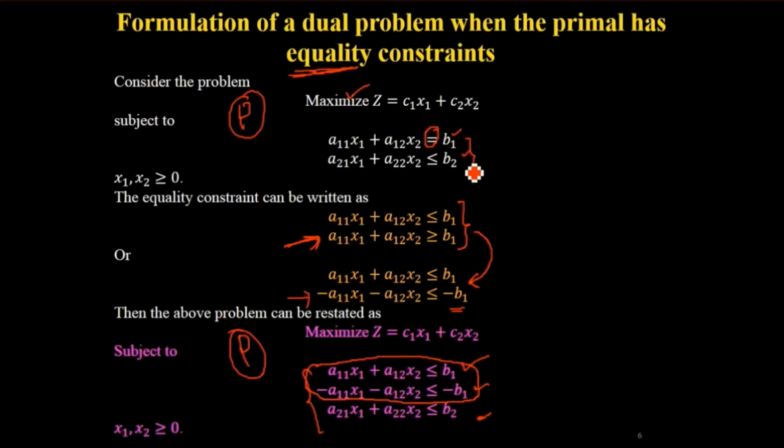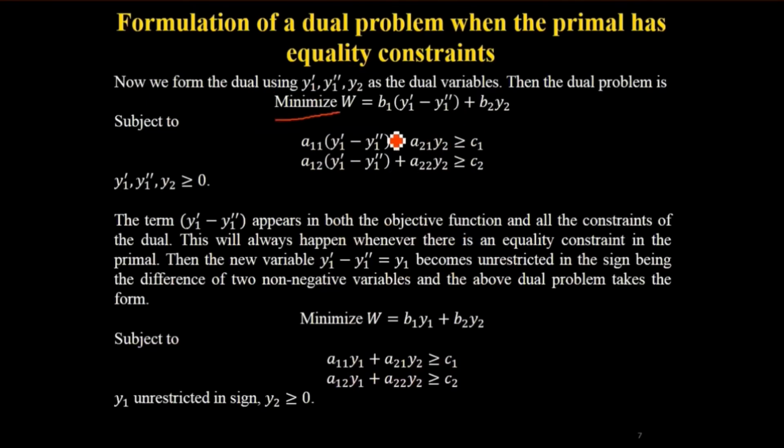So these two values will be used for writing the objective function in the duality. So b1 y1, b2 y2, but here three equations are there. So how to write that? We can write b1 (y1' minus y1'') plus b2 y2. So we have to replace this y1 as y1' minus y1''.